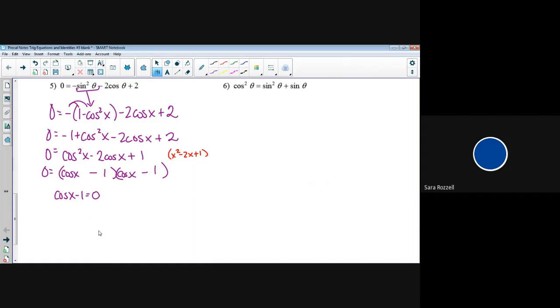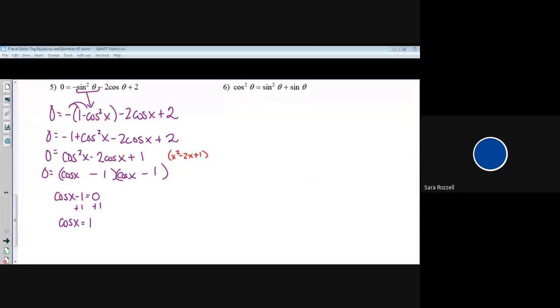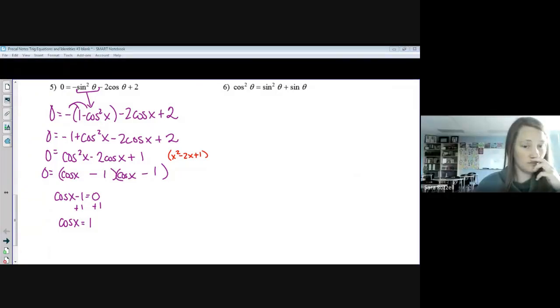So what are we going to do to get cosine by itself? Add 1 to both sides. So we're looking for when cosine is positive 1. The x value on the unit circle is positive 1. And I think that's at 0 degrees. I'm going to double check though, right? Is that 0 degrees? I think I have a unit circle here from the other day. Yeah, cosine is 1 at 0 degrees. Oh, we're in radians, so I guess just put 0 instead of degrees.